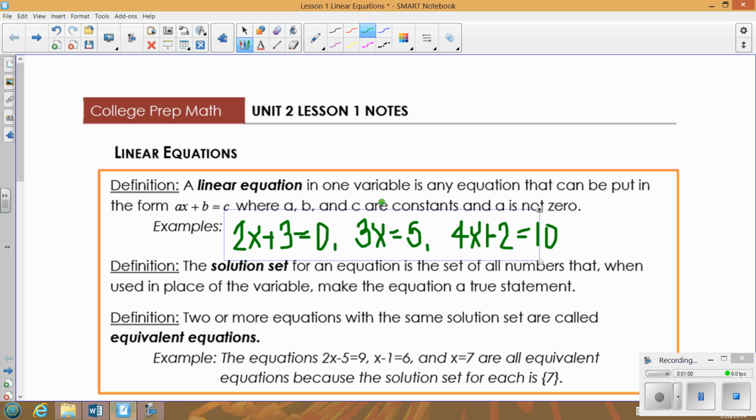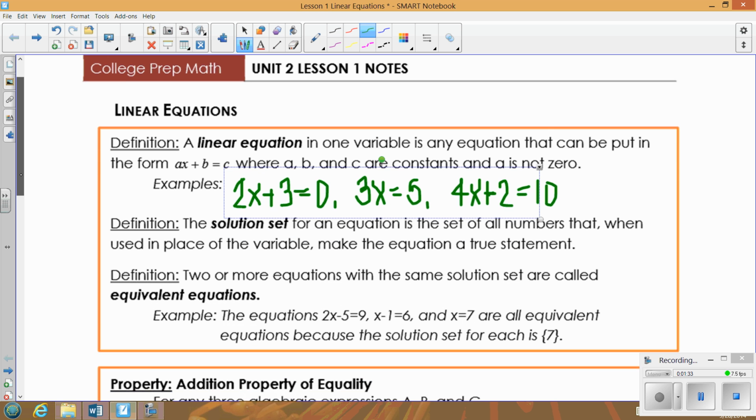So basically, if you look at the x term, the exponent on the x is 1, and the coefficient can be any number other than 0. So that's a linear equation. The solution set for an equation is the set of all numbers that, when you plug in for x, make a true statement. So if you look at this first one, 2x plus 3 equals 0, whatever number I can plug in for x that makes the left-hand side equal to 0, that is going to be the solution set.